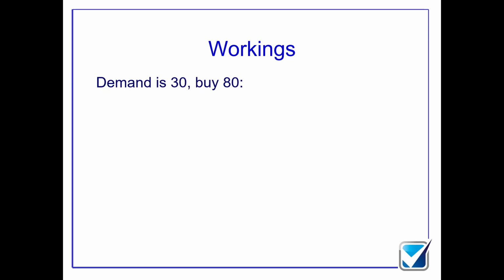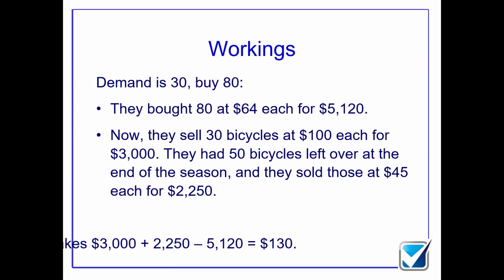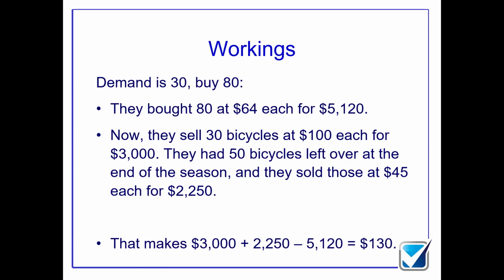Working on to the next one. And we'll work through a few of these just to make sure you're happy with it. So what we have is demand is 30. We buy 80. So we think it's going to be brilliant. It's not quite as brilliant. So we've bought 80 at $64 each. There's our cost. We then sell 30 bicycles at $100. The other 50 which are left over are then sold at $45. That makes a total income of $3,000 from the normal sales plus $2,250 from the scraps minus the $5,120, which is my cost of purchases.